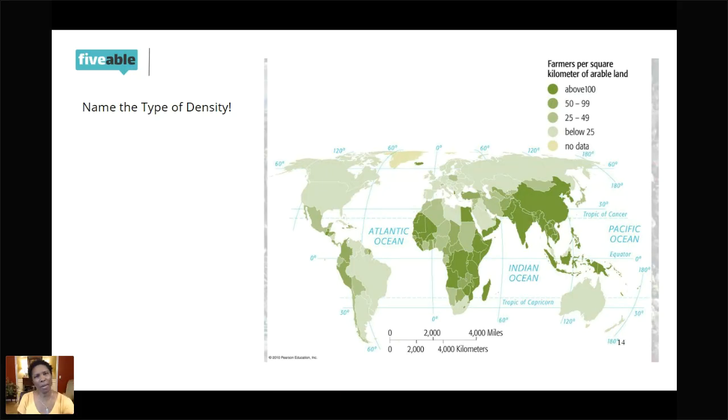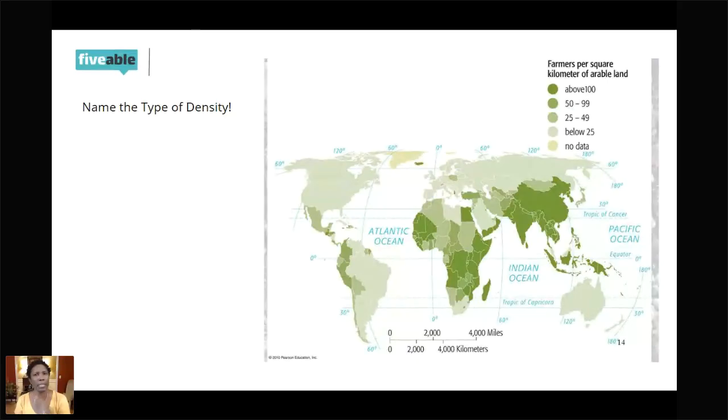And what type of density was this called? I hope that you recognize what type of map this is. Starts with a C. It's a choropleth map. So again, remember, maps are telling you a story and the gradients are telling you a story. You should have gotten agricultural density. Absolutely. So the ratio of the number of farmers to the total amount of arable land, or the land that's suitable for farming, is known as agricultural density.